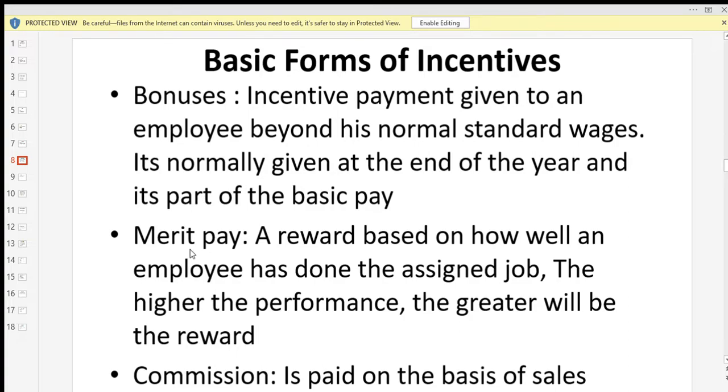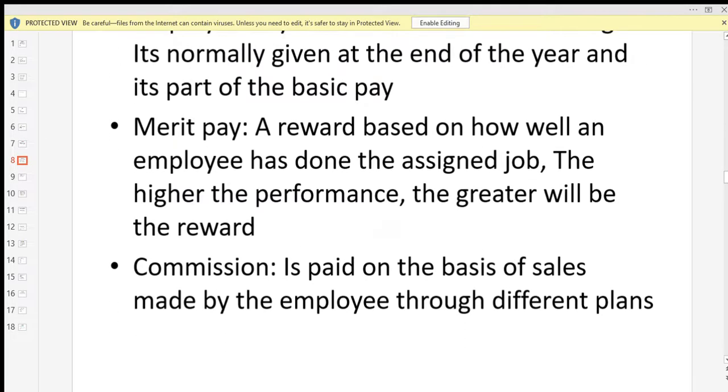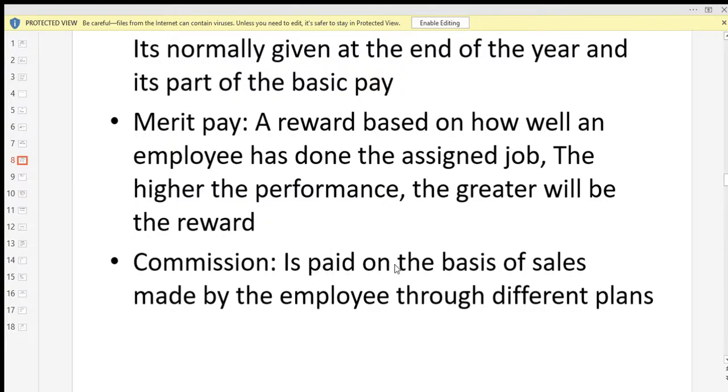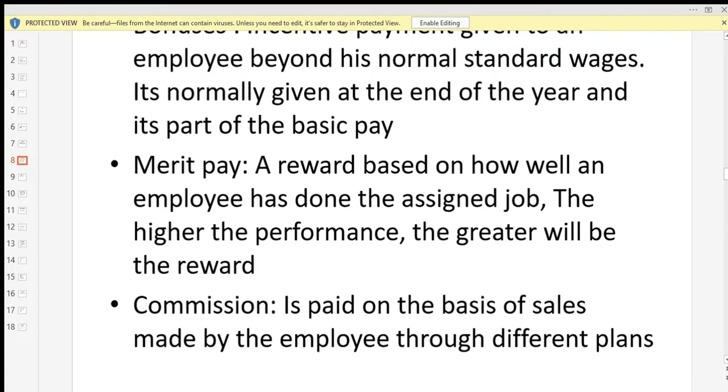Then another form of incentive is merit pay, a reward based on how well an employee has done the assigned job. The higher the performance, the greater the reward. So they pay you according to how well you've performed the job or a particular task that they assigned you. That is merit pay. Another one is commission. Commission is paid on the basis of sales made by the employee through different plans. So if you make more sales, you get more commission. So there is merit pay, commission, and bonuses.